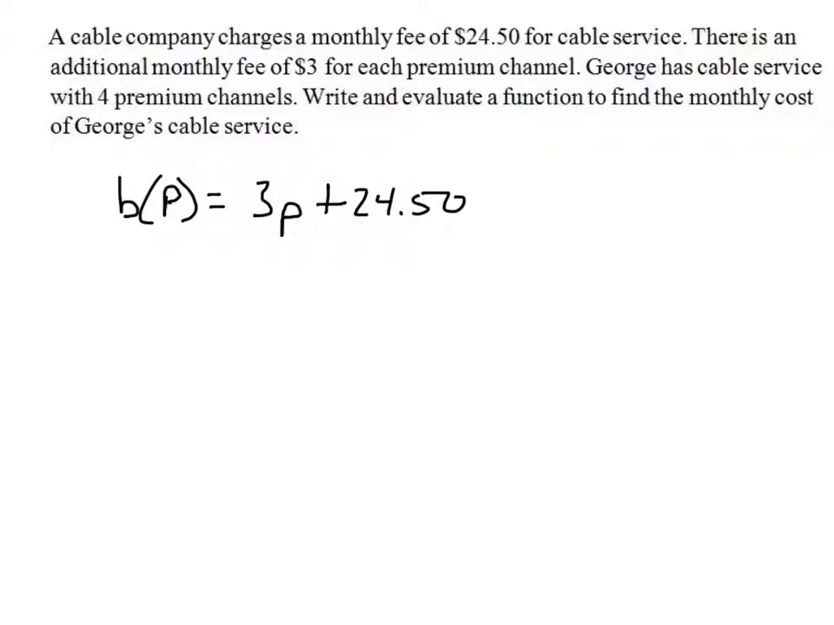All right, so we have our function down here. $3 times the number of premium channels plus the base charge of $24.50. Okay, so then if I want to evaluate that, because George has 4 premium channels, what do I do? Plug in 4. But make sure you do it in the function notation as well. This is now b of 4. 3 times 4 plus 24.50. All right, well, 3 times 4 is 12.